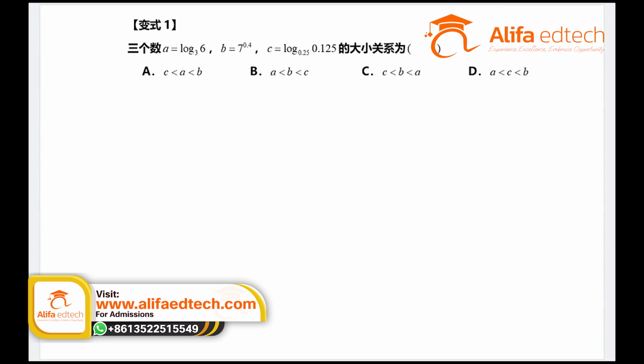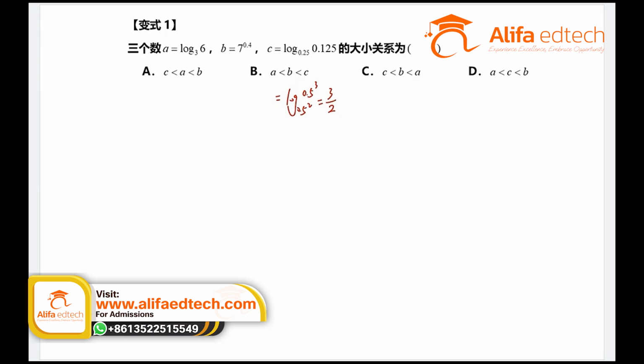Now we can actually calculate the value of c, because when we look at c, the base can be written as 0.5 squared, and the argument can be written as 0.5 cubed. Moving the exponents to the front, the exponent of the argument goes in the numerator and the base's exponent in the denominator, giving us 3/2. Log base 0.5 of 0.5 is just 1, so c is exactly 3/2.